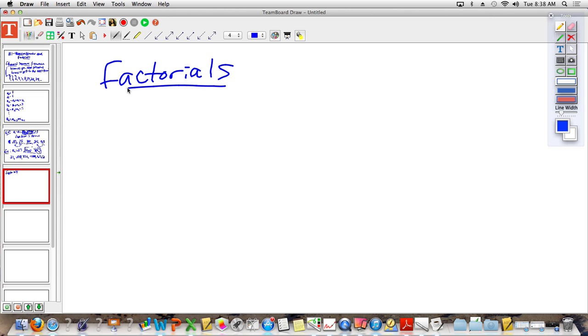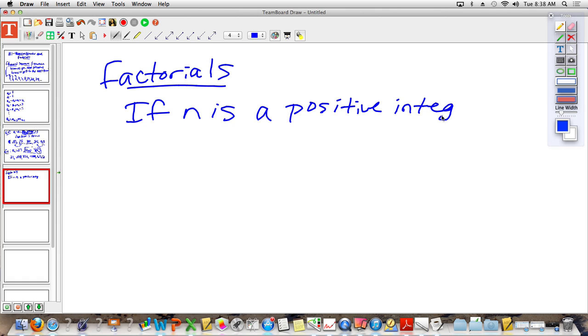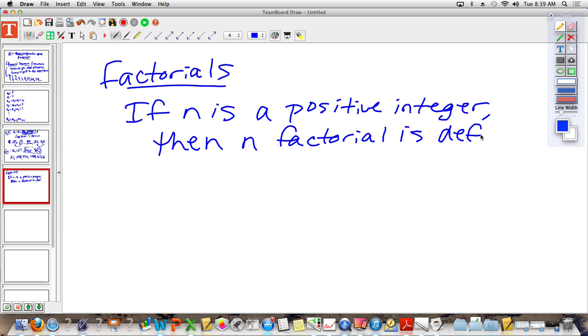Factorials. Factorial, if n is a positive integer, then n factorial is defined as, first of all, you write it like this, n with an exclamation mark. Has anybody ever seen this notation before? No. N with an exclamation mark, and it means this. N factorial, this is the symbol for factorial, that exclamation mark.